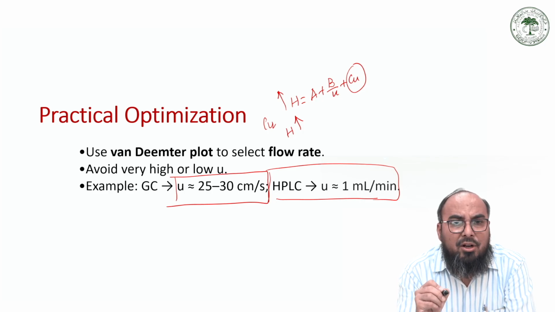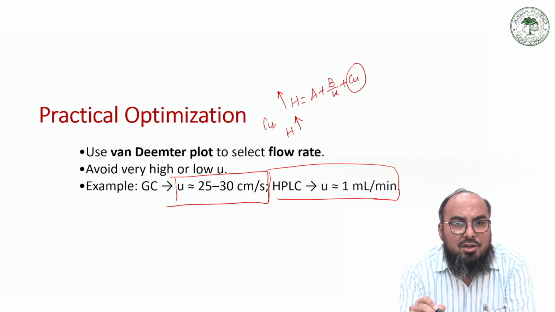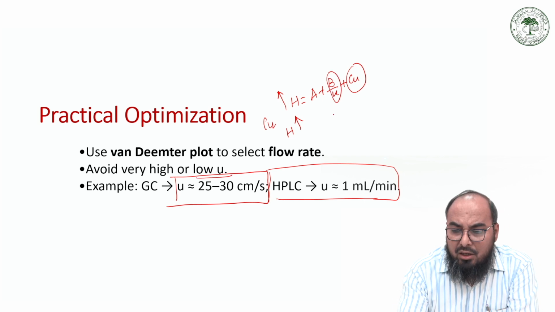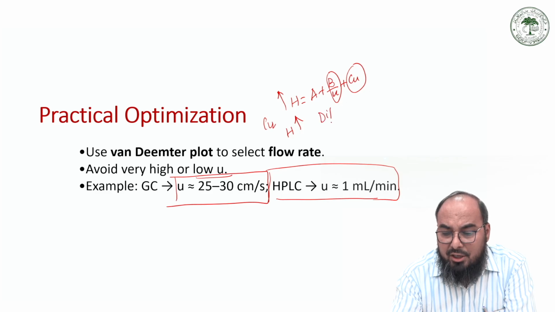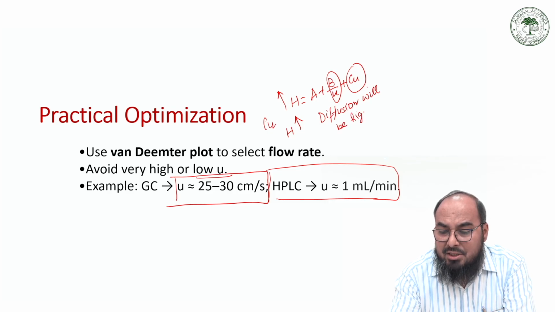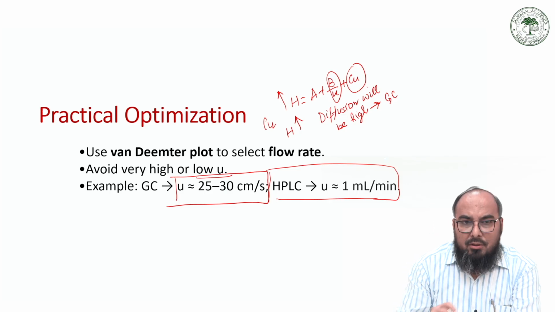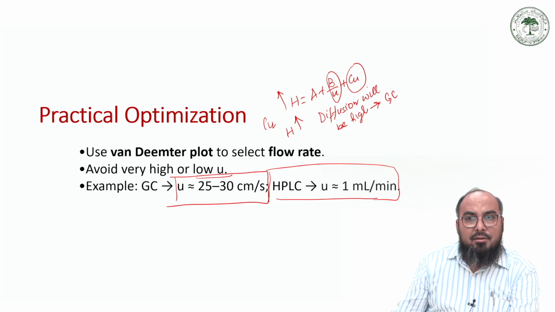So we have to keep an eye on the velocity. If it is low, then definitely the B upon U term will rise and it will create more diffusion. Diffusion will be high, and this case happens in GC. We are going to see this. Okay, let's move forward with this information.